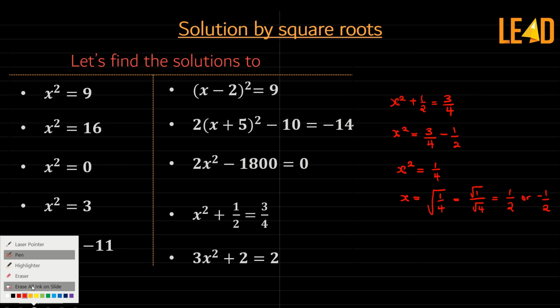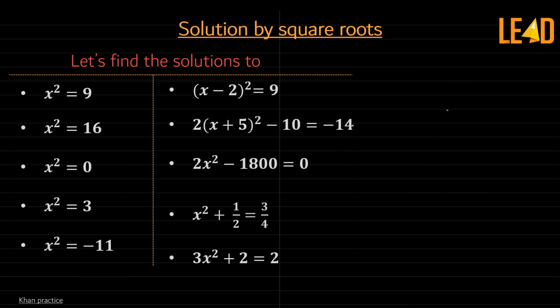Okay, our final question rather is 3x squared plus 2 is equal to 2. I would subtract 2 from both sides. I would have 3x squared is equal to 0. Divide both sides by 3. x squared is equal to 0. So x is equal to the square root of 0. So basically we have one solution. x is equal to 0, which is our only solution. We have one solution for that.